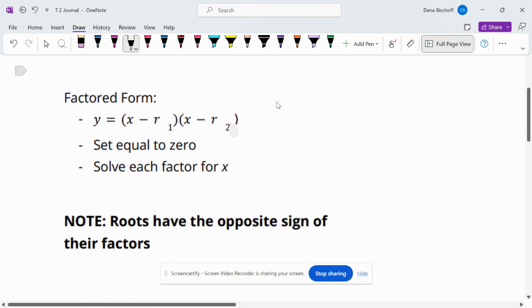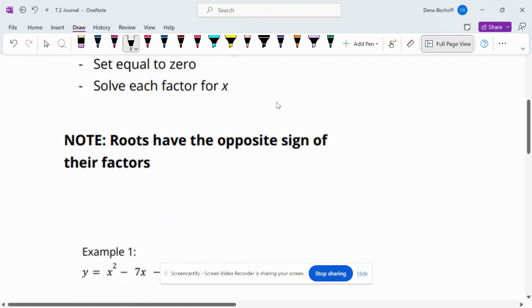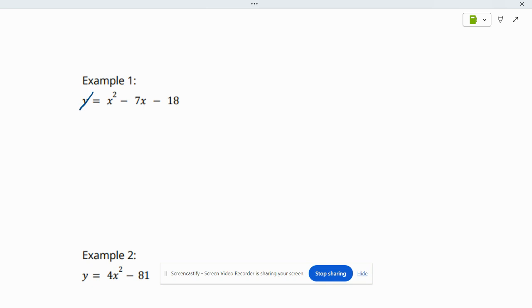Okay. And then I put a note down here that says the roots have the opposite sign of their factor. Don't forget that. So now we're going to do some examples. Step number 1 says, hey, you have to set it equal to 0. So I'm going to get rid of the y and I'm going to put a 0 there. Why do we do that?